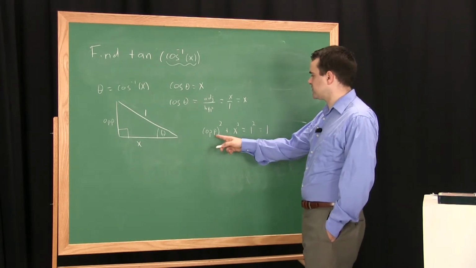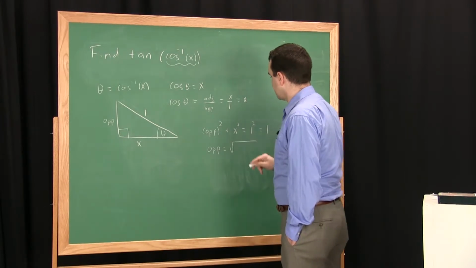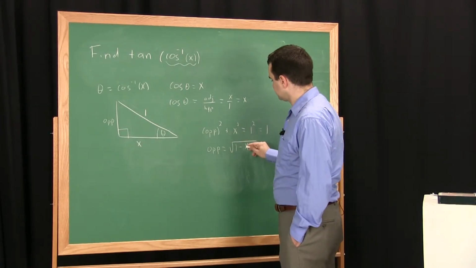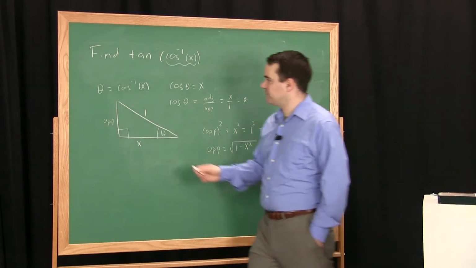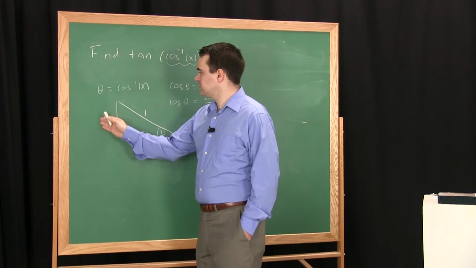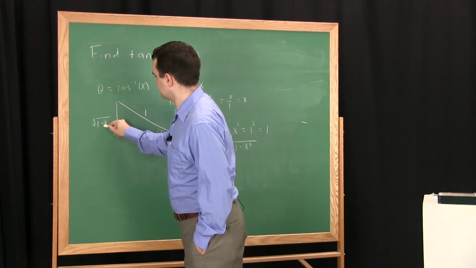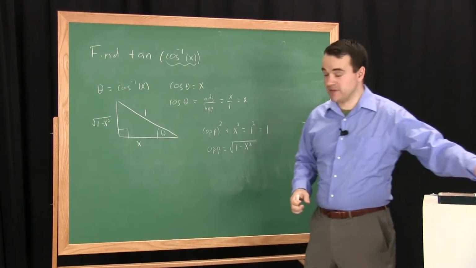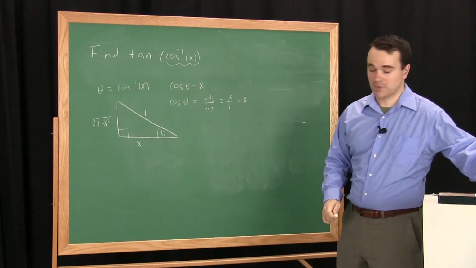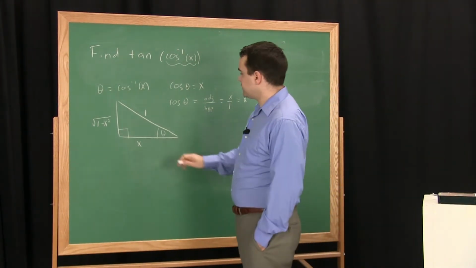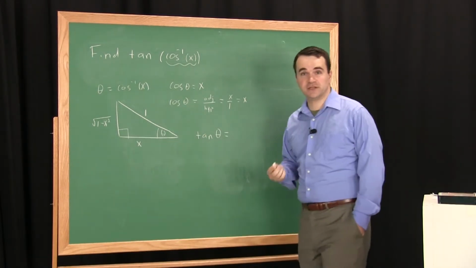I get that the opposite squared is 1 minus x squared, so the opposite side length is nothing but the square root of 1 minus x squared. And so now that I've got that, I'm going to go ahead and replace this with what it's equal to. And since I've done that, now I can erase my calculation. And now I want to find from this triangle what's going to be the tangent of theta.